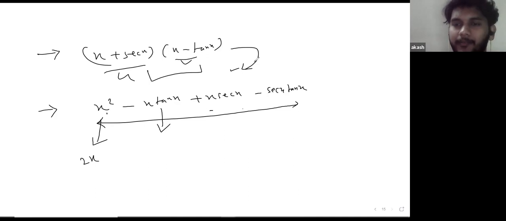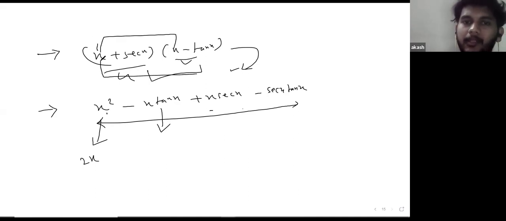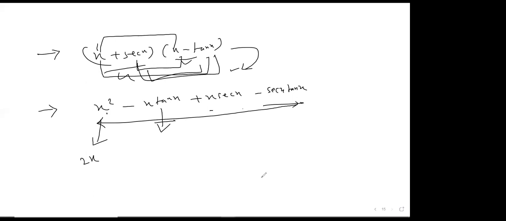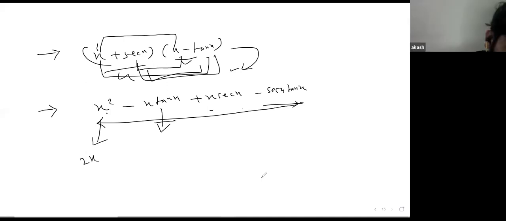Sir, how did you multiply like x into x plus x into sec x? No, x into x, then x into minus tan x, then x into sec x, then sec x into minus tan x. Okay. Yes, sir. Any more question in derivatives? No, I don't think so.